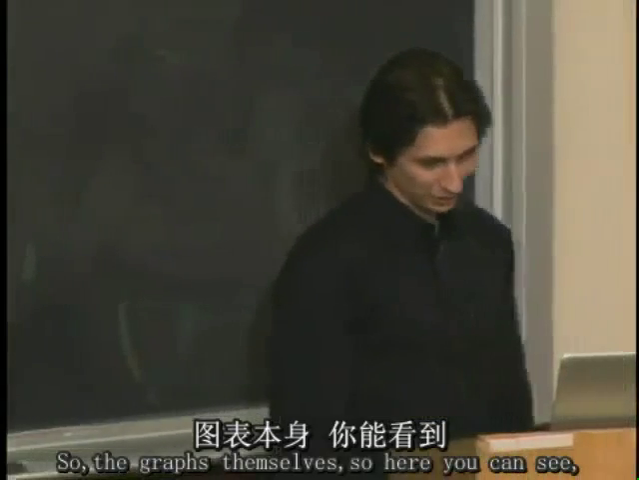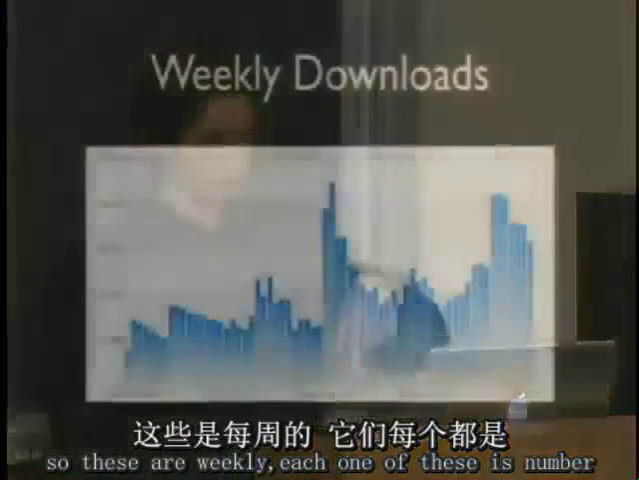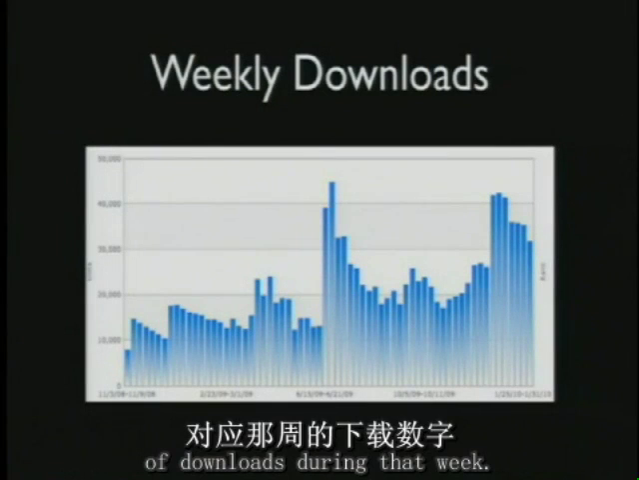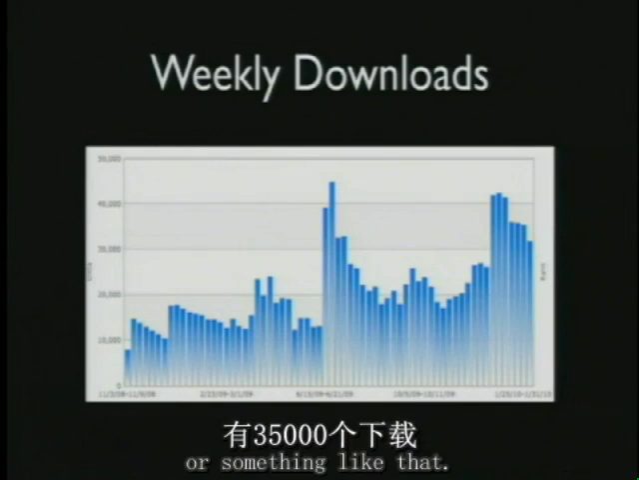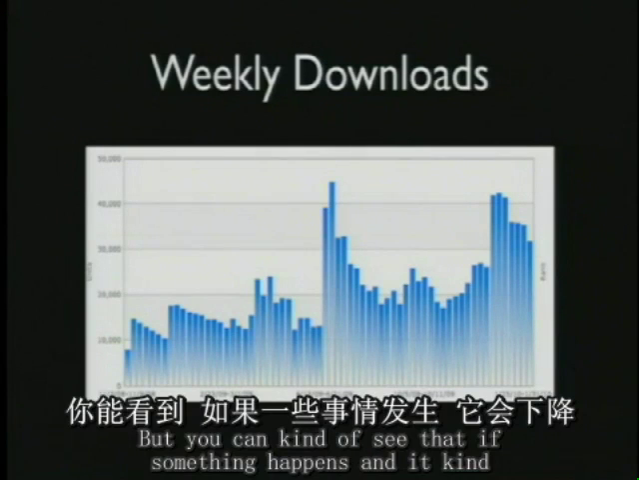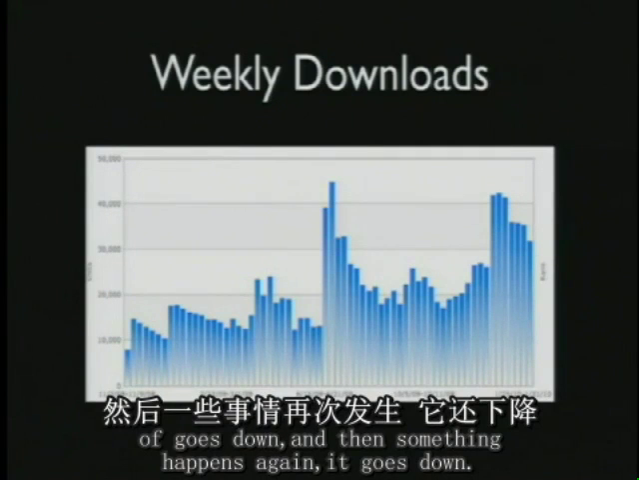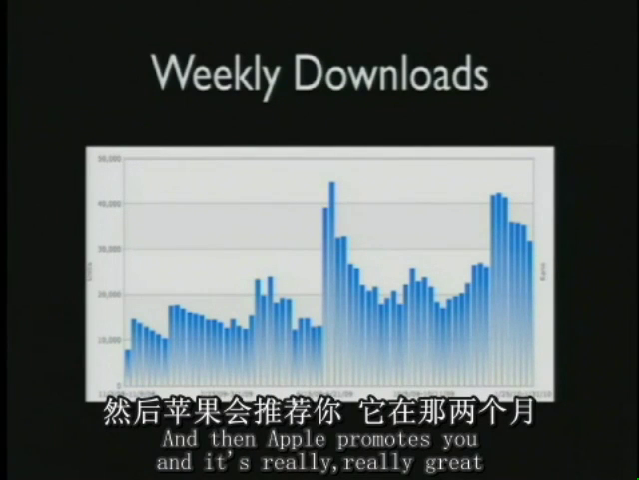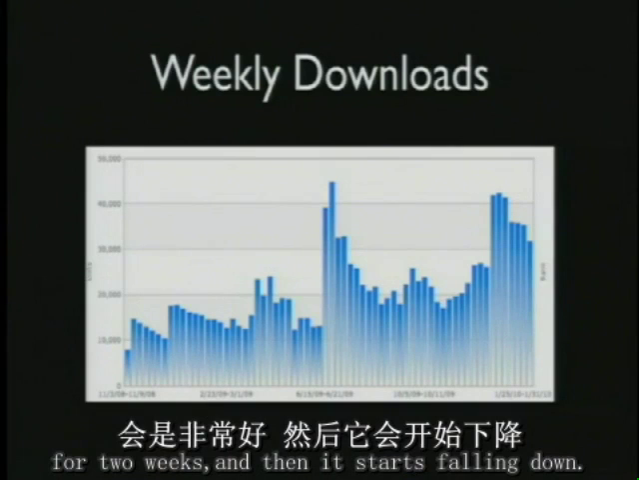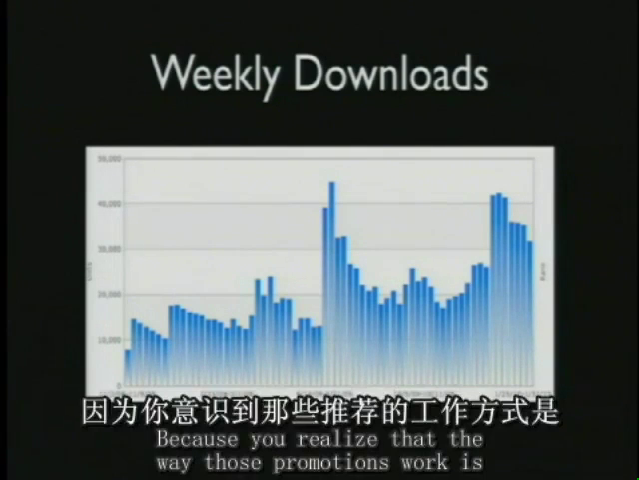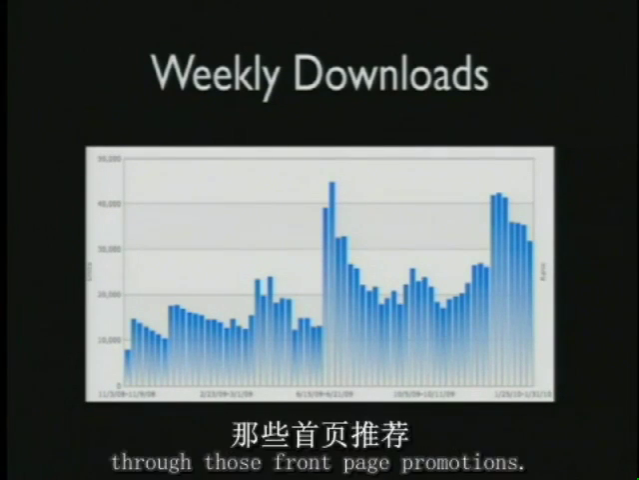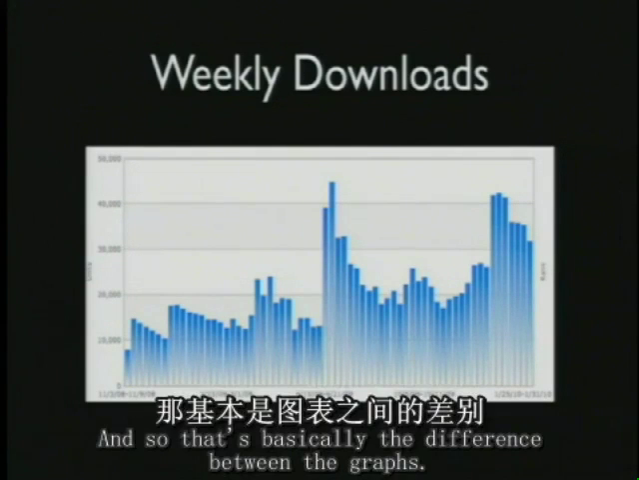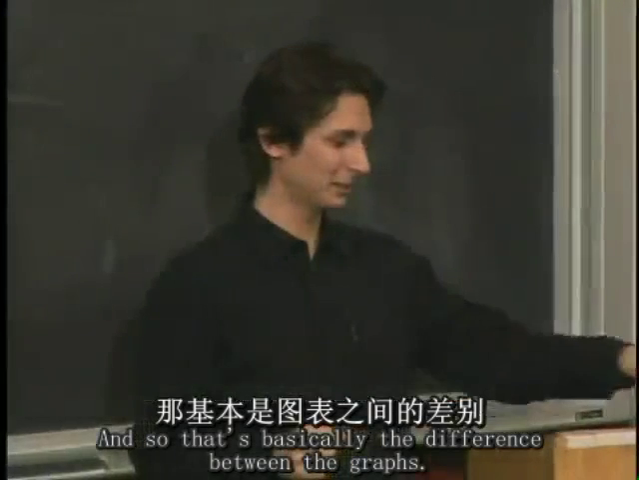So, that's on the rating part. So the graphs themselves. So here you can see, these are weekly. Each one of these is a number of downloads during that week. So we are at what is this now? 35,000 downloads a week or something like that. So pretty happy with that. But you can kind of see that something happens and it kind of goes down, and then something happens again and it goes down, and then Apple promotes you, and it's really, really great for 2 weeks, and then it starts falling down, because you realize that the way those promotions work is that for the first week you're on the first screen, and the second week you're on the second screen. You get to scroll through those front page promotions, and so that's basically the difference between the graphs.